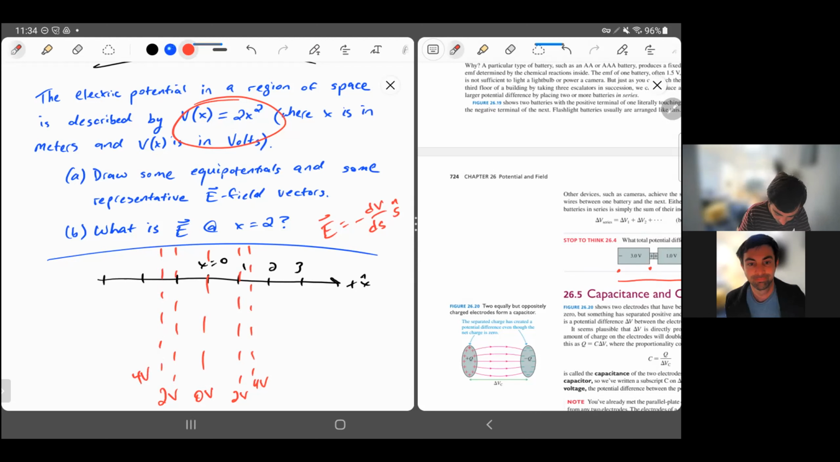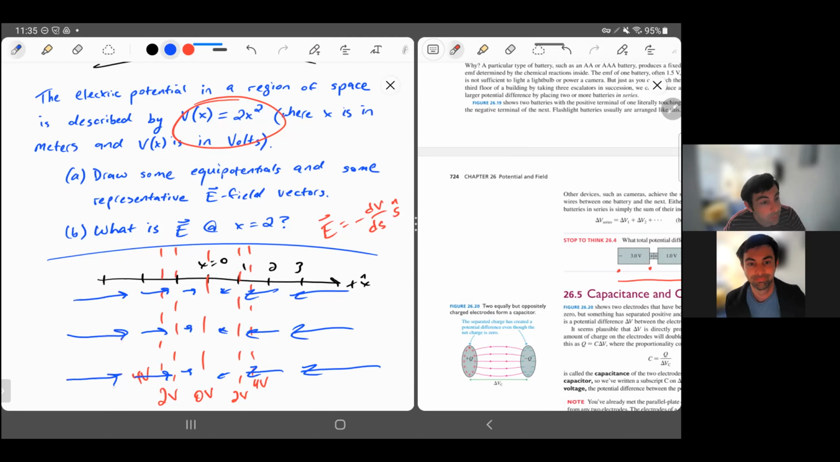Some representative electric field vectors. Well, there's no electric field there, and if the equipotentials bunch up, then the electric field is going to grow in magnitude. So the electric field vectors get bigger and bigger, and they're always going towards the direction of decreasing electric potential. So I don't want to draw in that direction. I want to draw them in the other direction, from 2 volts down to 1 volt. It looks like the electric field is pointing in the negative x direction if x is positive, and in the positive x direction if x is negative, to go towards the region of decreasing electric potential. So that's part A.